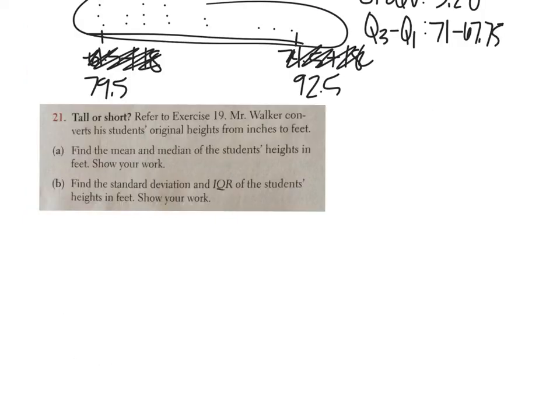Number 21 is referring to exercise 19, so I just wanted to keep it on the same page. He converts his original heights from inches to feet. A conversion from inches to feet means he's going to divide everything by 12. So remember, all the numbers are getting divided by 12. That means my original dot plot up here, the first thing I would do is add the 18, and then I would divide by 12. Or maybe he didn't add the 18 this time, but I would basically be taking this dot plot right here and squishing it.